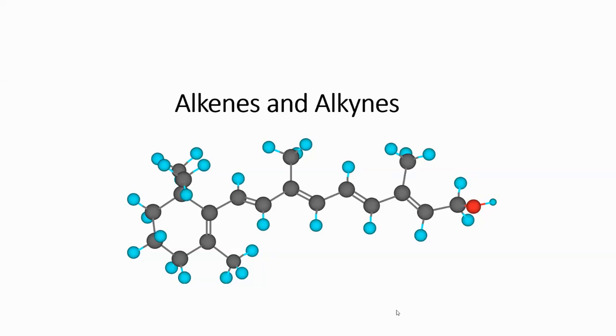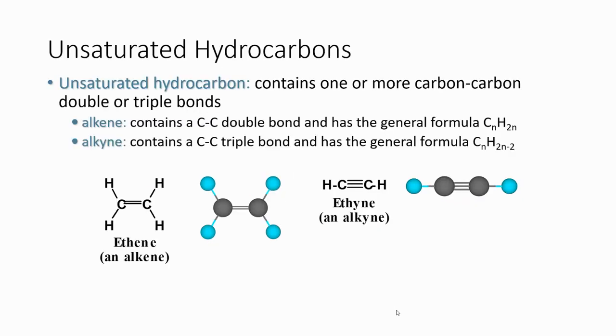This screencast will cover the basics of how to name and identify alkenes and alkynes. Alkenes and alkynes just contain unsaturated hydrocarbons. Unsaturated hydrocarbons are those that have one or more double or triple bonds.